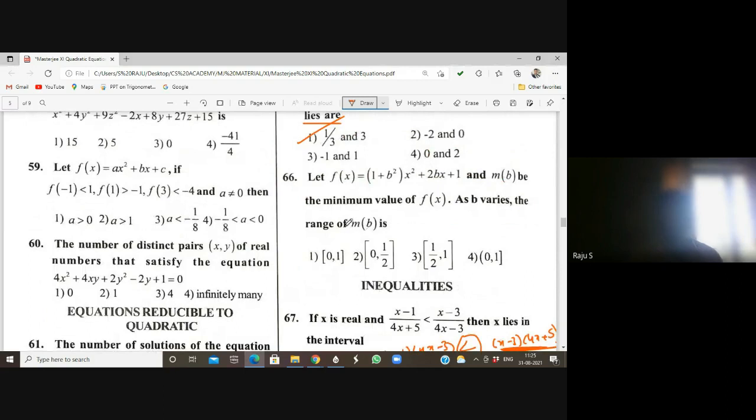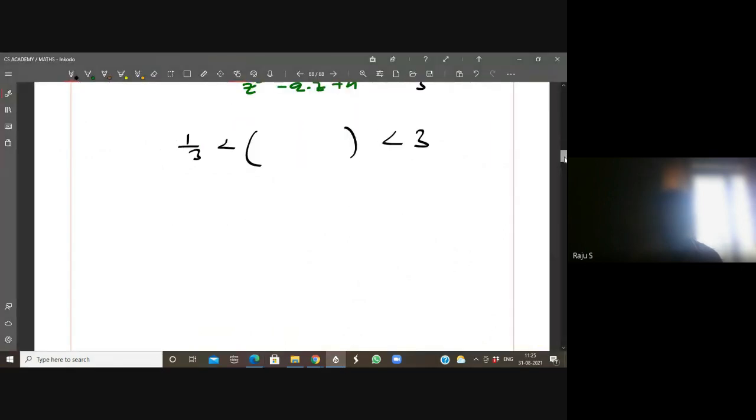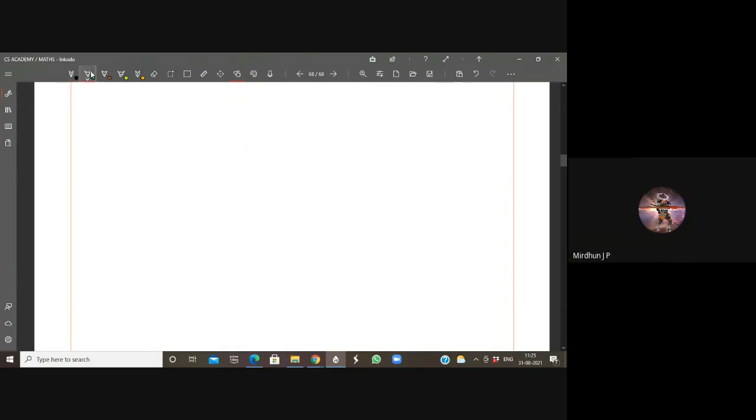Okay, fine. This question: m of b is the minimum value of f of b. Minimum value or maximum value, I told you only one formula. What is that formula? Anyone remember? Sir, c plus or minus root over a square plus b square, sir. That is when it is in the form of a cos theta plus b sin theta plus c. That is related to a trigonometric equation. Here it is a quadratic equation.